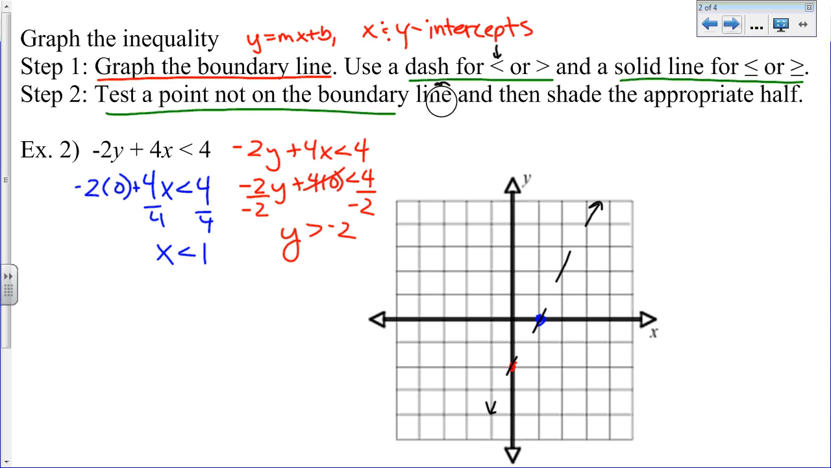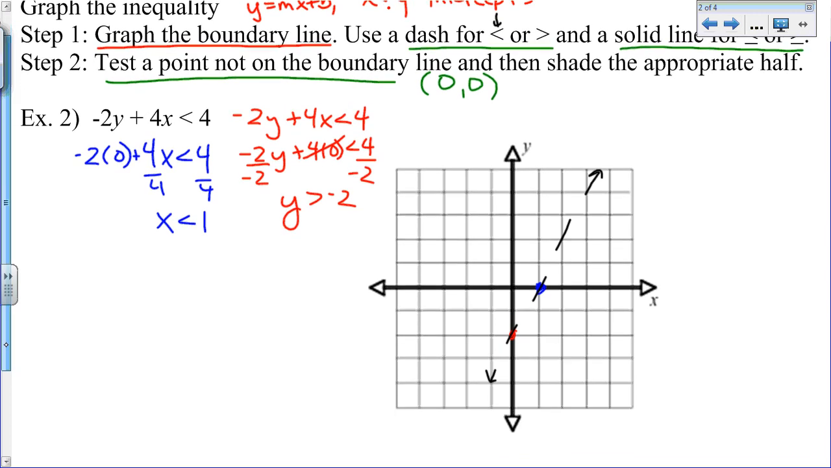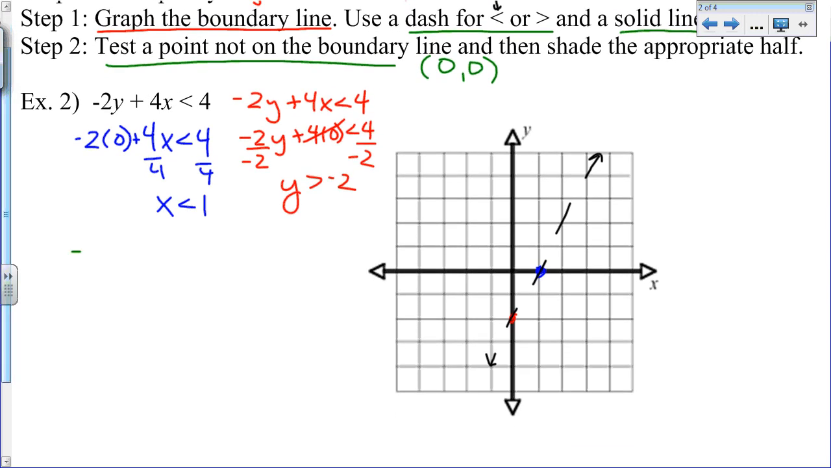Now if we look at here, it says test a point not on the boundary line. And when we were looking through at the examples yesterday, we said that 0, 0 is a good point to test. So let's test 0, 0 the way we did previously. So we're going to plug in 0, 0. Negative 2 times 0 plus 4 times 0 is less than 4. So this is for our test.